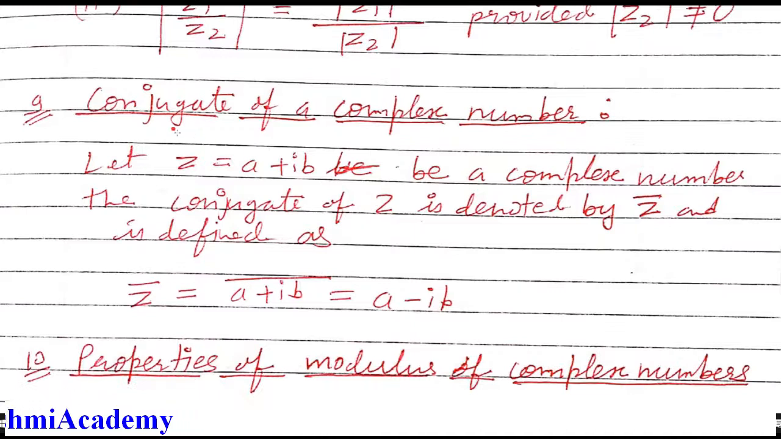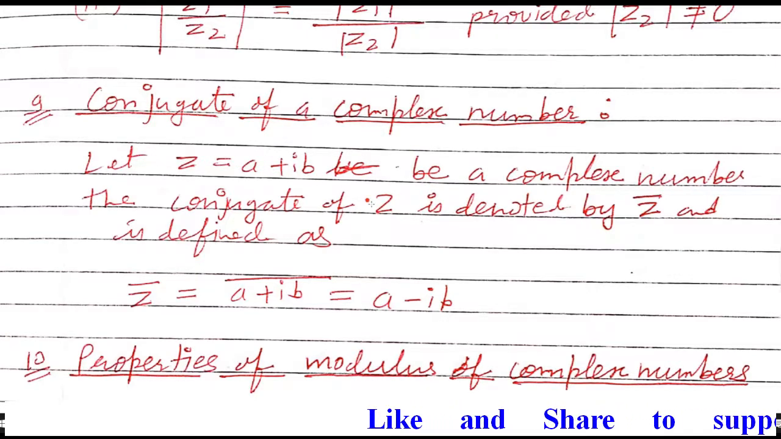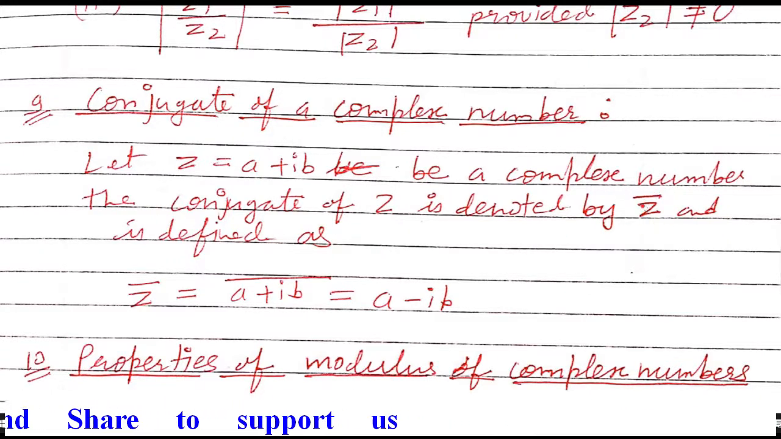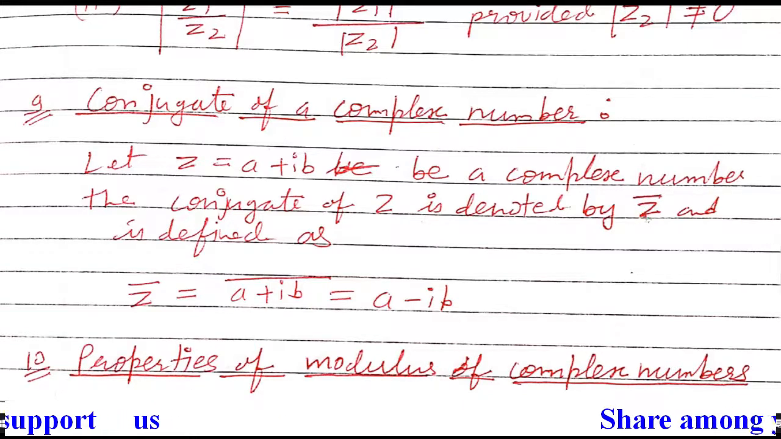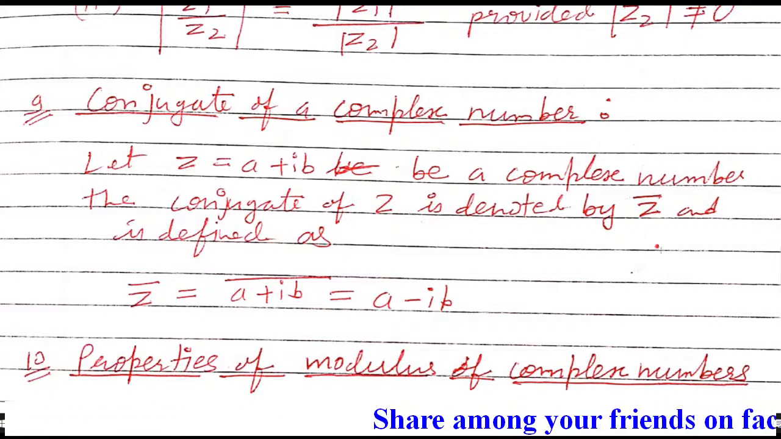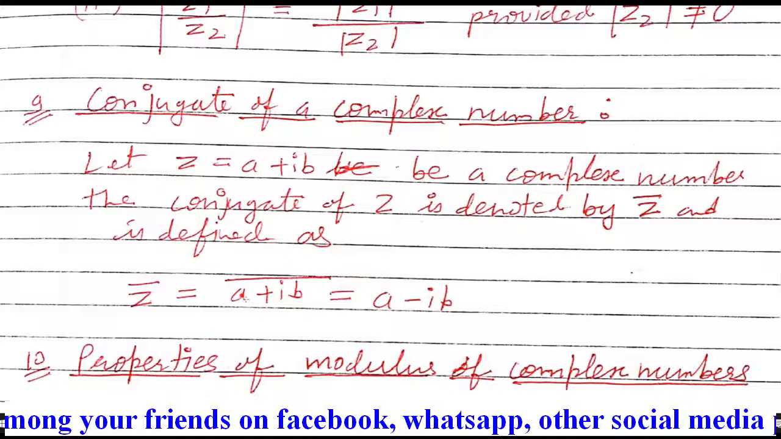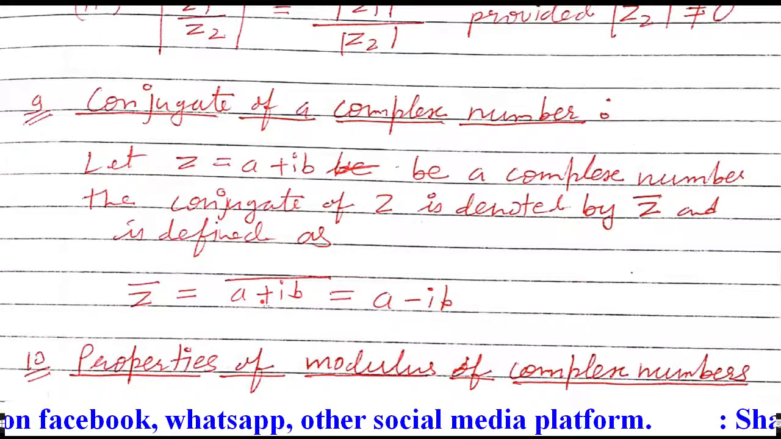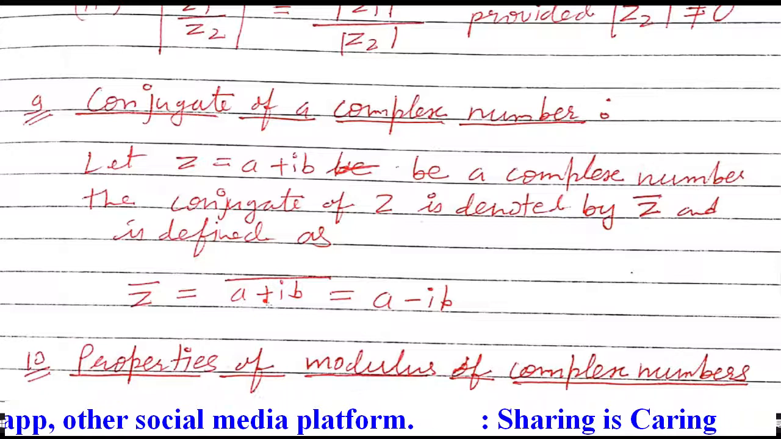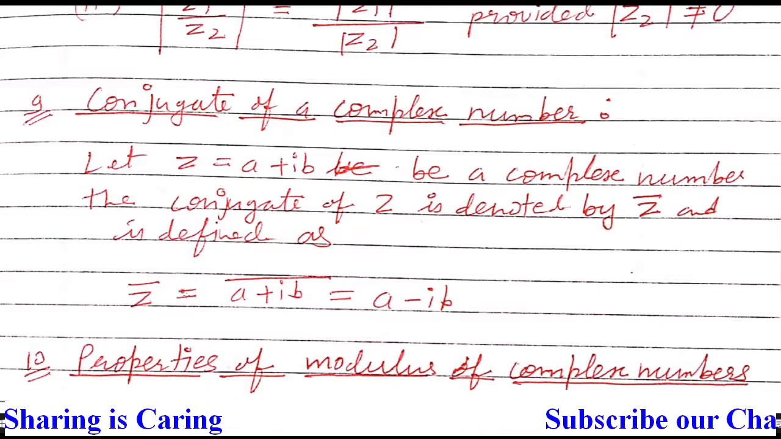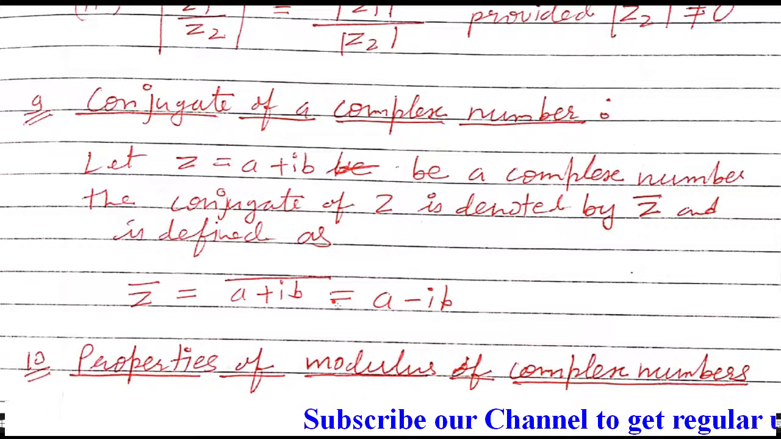Now the next very new topic is the conjugate of a complex number. Let z = a + ib be a complex number. The conjugate of z is denoted by z with a horizontal line on top. How to read it: conjugate of z. How do we find the conjugate? You don't have to do anything. Whatever the sign in the middle, just reverse that sign. If you have plus, write minus, and if you have minus, make it plus. That is the conjugate of z.